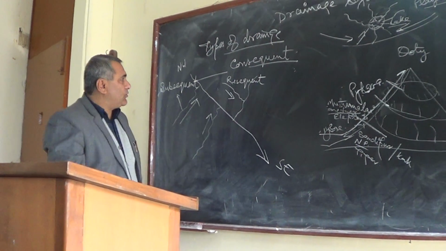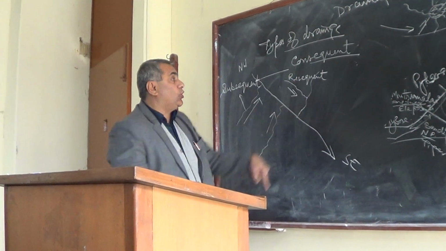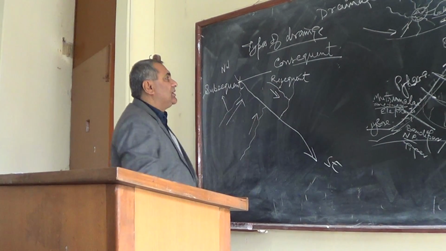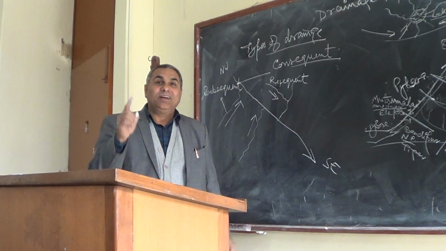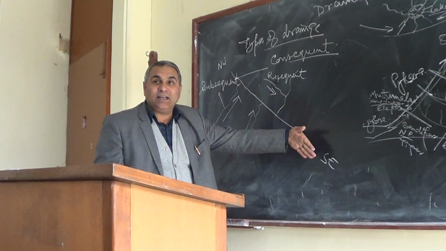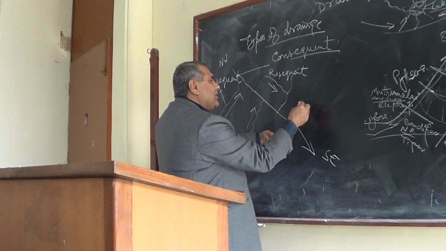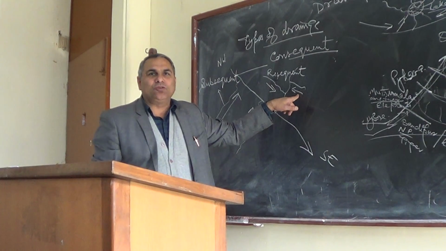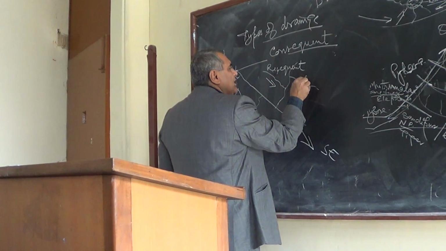Resequent river. It is moving in the same direction, which is the direction of the slope. So this is the direction of the slope, and this is the resequent river. Sometimes this is the slope of the area, but one river flows in the reverse direction of the slope. So this is sometimes called the obsequent river.